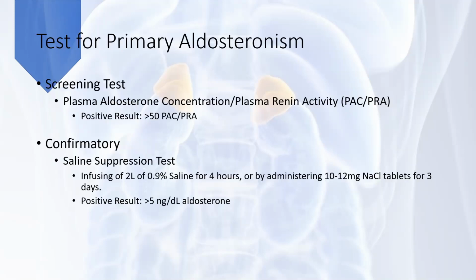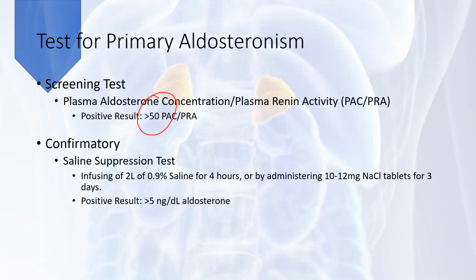Kaya alkalosis. Now, what are the tests for primary aldosteronism? The screening test is the PAC/PRA. Anong PAC/PRA, sir? PAC/PRA stands for plasma aldosterone concentration over plasma renin activity. If the result is greater than 50 PAC over PRA ratio, means it's a positive result for primary aldosteronism. No?